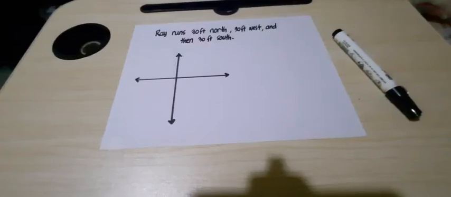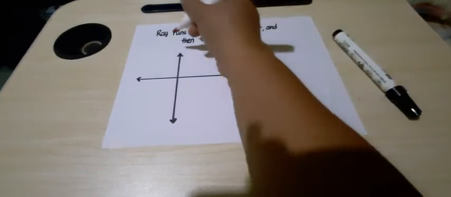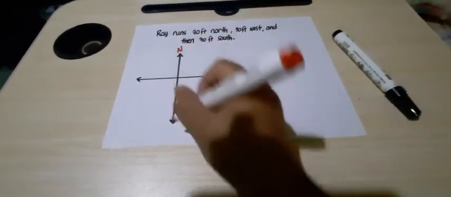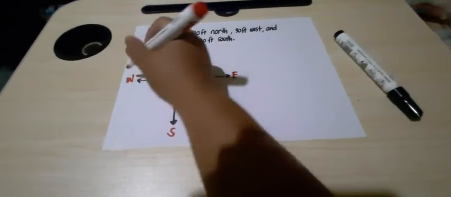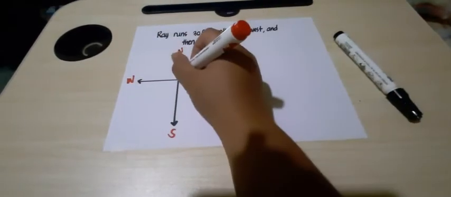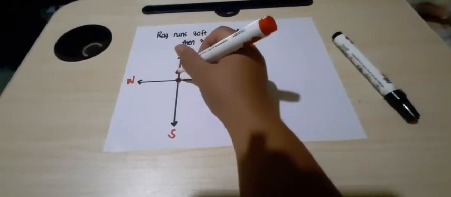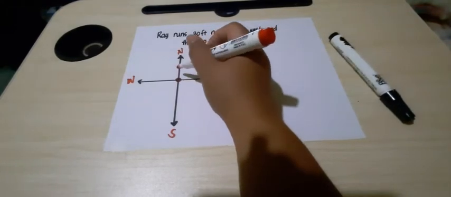Now, for our last sample problem, Ray runs 30 feet north, 30 feet west, and then 30 feet south. So, we label first. This is north, south, east, and then west. Now, our starting point is here. So, Ray starts here.